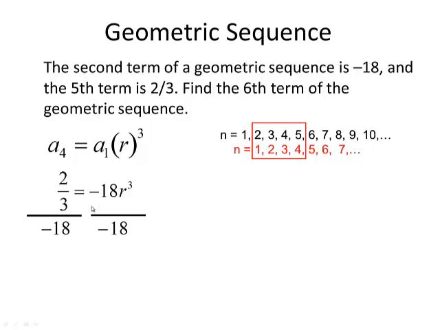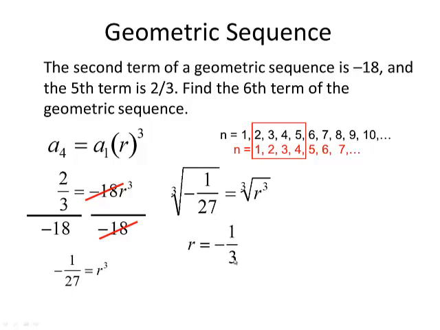Divide both sides by -18. And I get 2/3 divided by -18 is -1 over 27, which is equal to r cubed. Now, since this is an odd root, I don't have to worry about the plus and minus. It's always going to be whatever the sign of r is. So I take the third root of negative 1/27. That gives me negative 1/3. You can either do that on your calculator, or you know that 3 times 3 times 3 is 27. So r is negative 1/3.